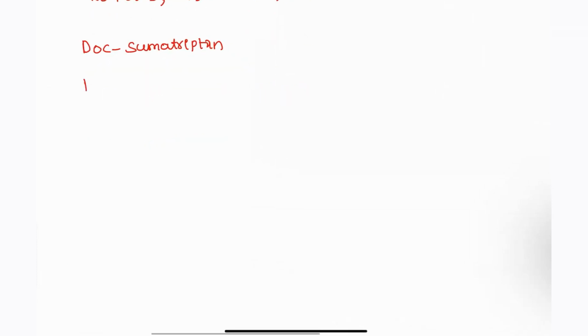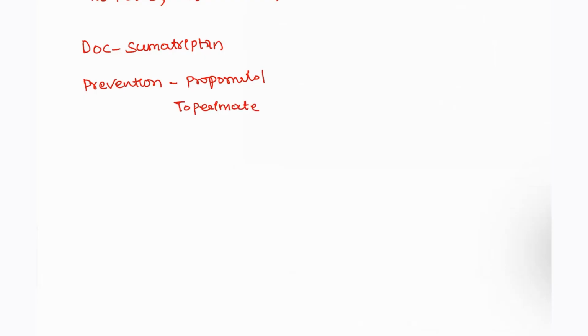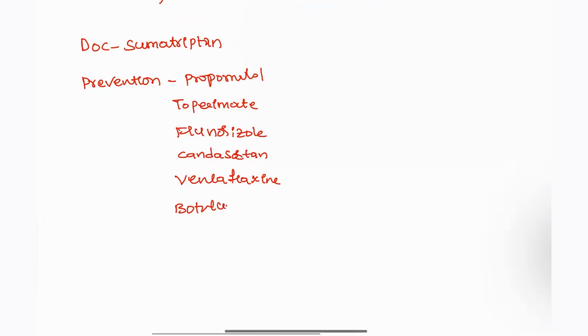Next, what is the prevention then? Prevention drug of choice is propranolol. But what are the other drugs that we can give, guys? For example, topiramate can be given for this patient, and also flunarizine. Candesartan can be given, and venlafaxine and botulinum. These drugs can be given for this patient.